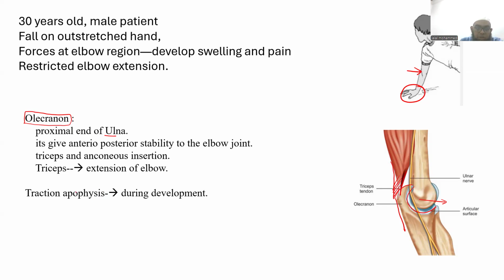One more thing I just want to add here is traction apophysis. What is the traction apophysis? In children, what happens is when there is growth at the epiphysis, due to the continuous pull of the muscles at their attachment, this epiphysis will become more prominent. This prominent epiphysis is otherwise called an apophysis. So the olecranon tip is an apophysis that develops after the pull of the triceps muscle on the epiphysis.